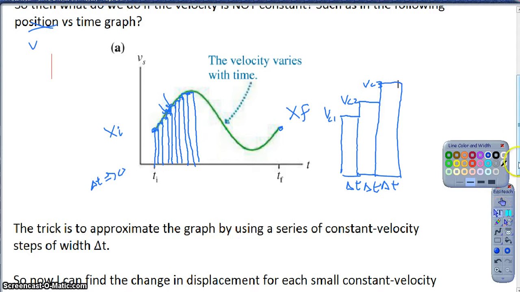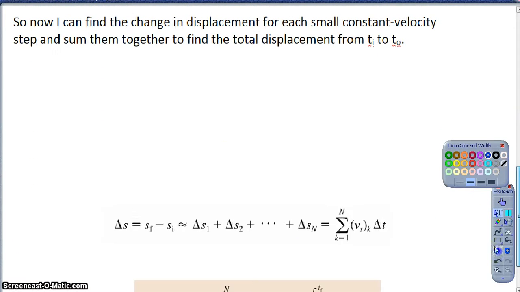The reason that's important, and again, they're using s instead of x, is that if I find all of those changes, so that constant velocity times delta t, and then the next constant velocity, v2 times delta t, and the next constant 1 times delta t, etc., and I start adding all these up, eventually I'm going to get a whole sum of all of these rectangles. Well, if I'm choosing basically an infinite number of rectangles to fit in there, I'm going to get a very accurate interpretation of the area underneath the curve.